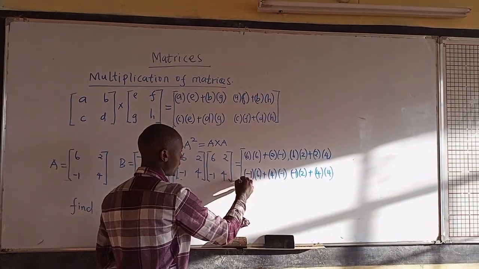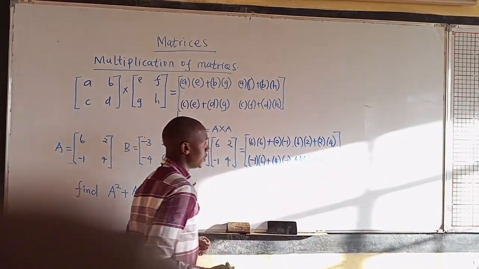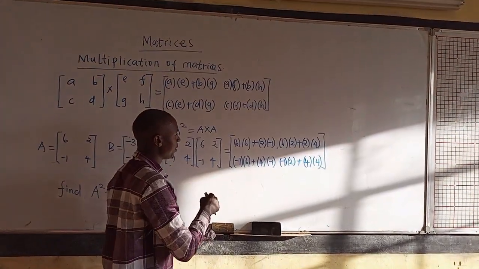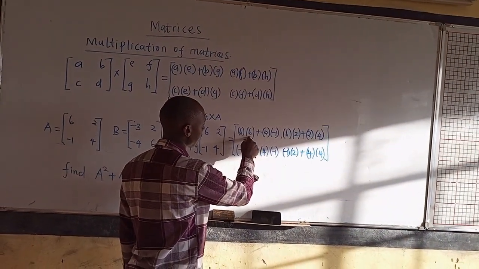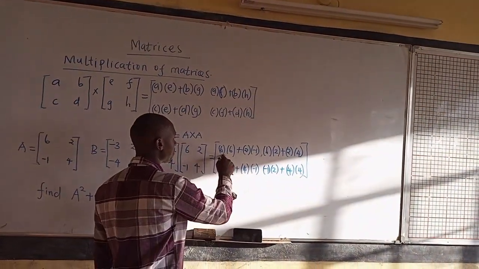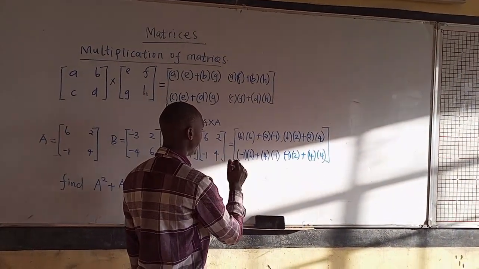So let us simplify that. Looks kind of complicated, but it is very easy when you simplify. This is 6 times 6 is 36. 2 times negative 1 is negative 2. 36 minus 2 is 34.